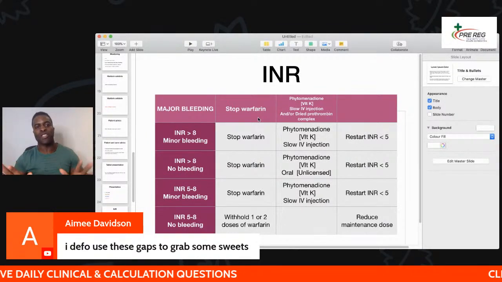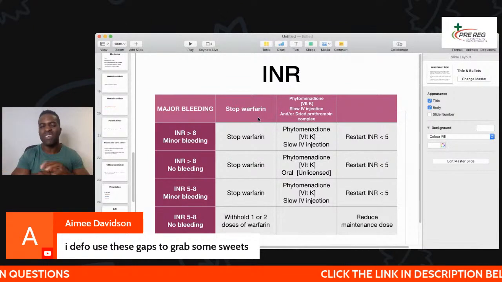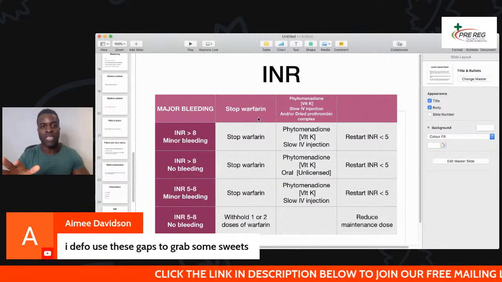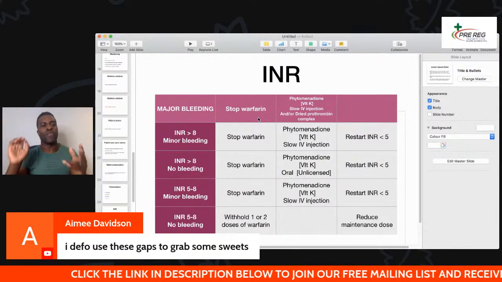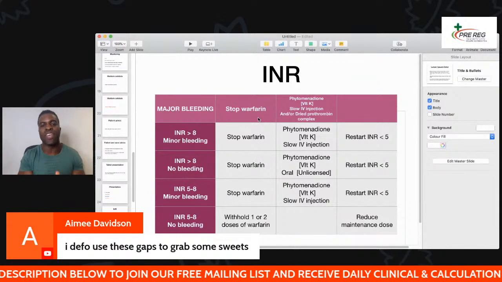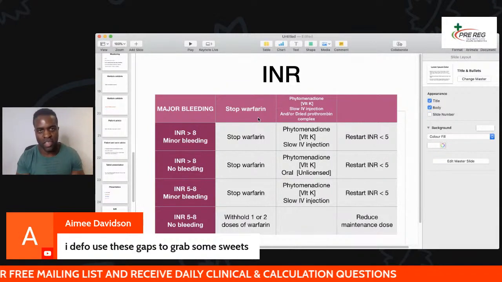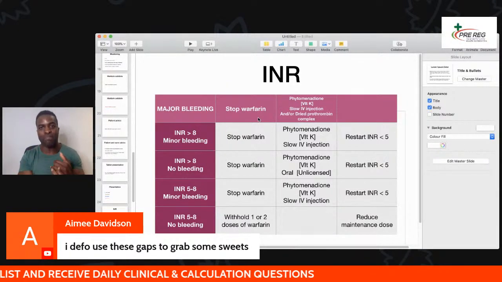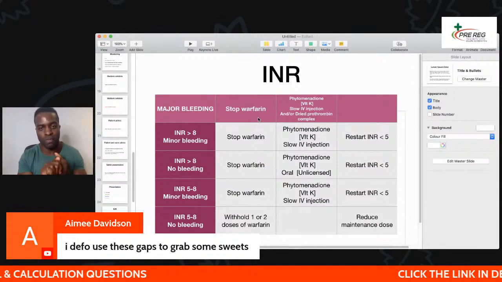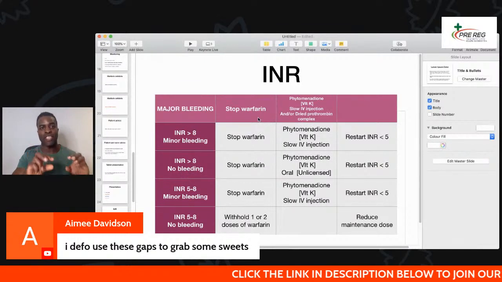If a patient's got major bleeding, you don't even worry about the INR. If it's major, serious bleeding, don't even worry about INR, don't even worry about anything. You need to stop the warfarin straight away, and then you give them vitamin K by slow IV injection. You could also add dried prothrombin complex and also frozen plasma.